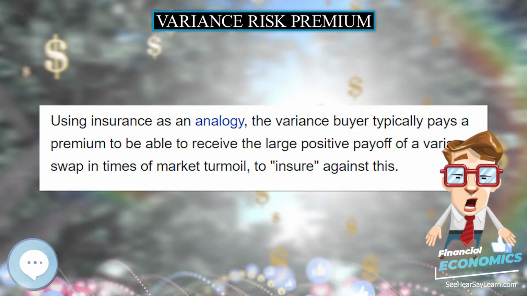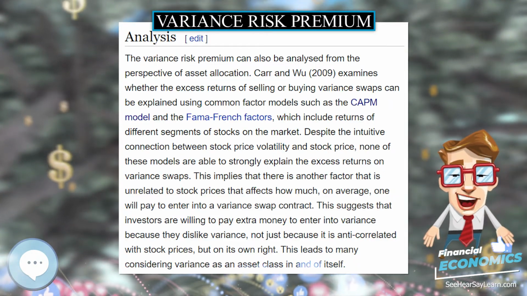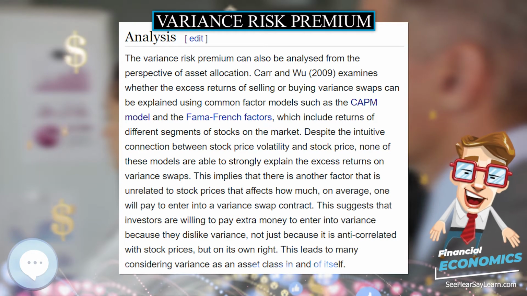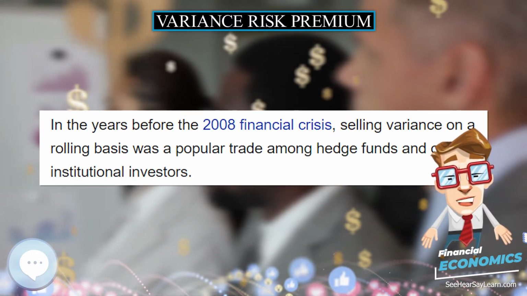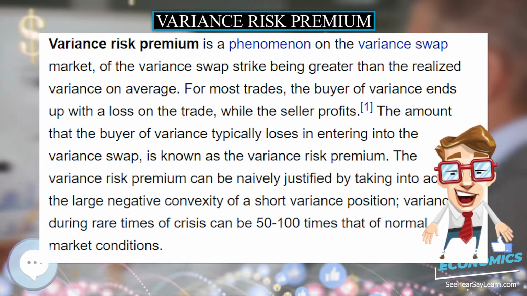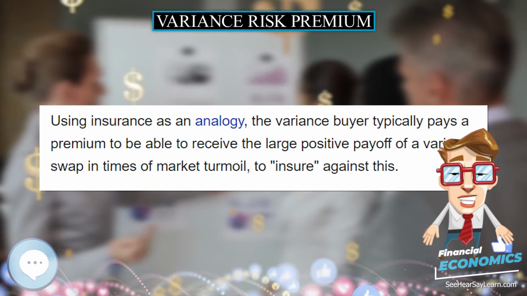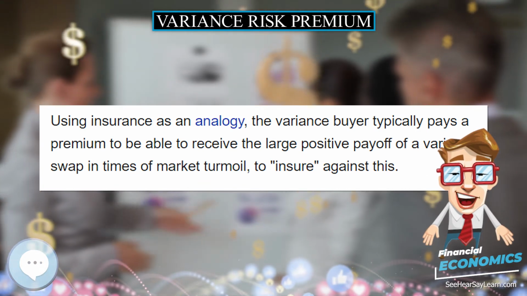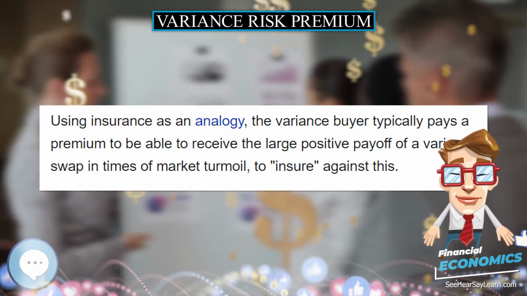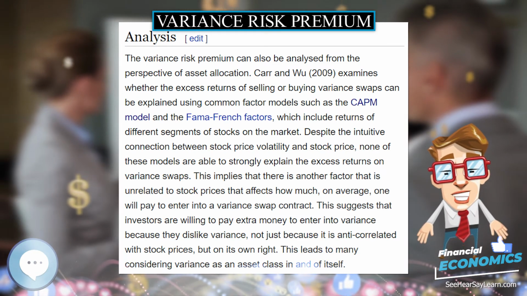This implies that there is another factor that is unrelated to stock prices that affects how much, on average, one will pay to enter into a variance swap contract. This suggests that investors are willing to pay extra money to enter into variance because they dislike variance, not just because it is anti-correlated with stock prices, but in its own right. This leads to many considering variance as an asset class in and of itself.